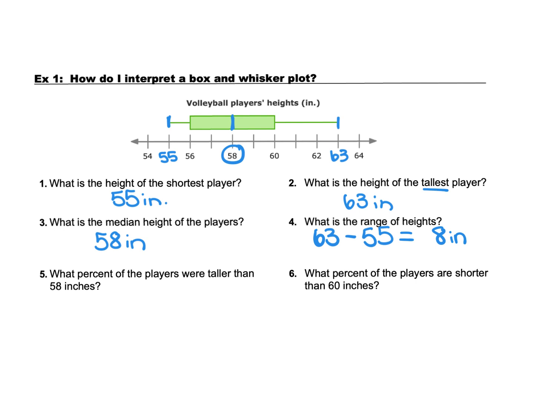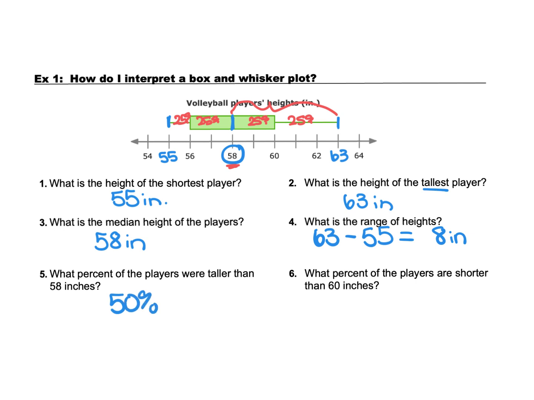Now it wants to know what percentage of the players are taller than 58 inches. So for our 58 inches, remember that each of these sections is worth 25% of the data. If we're looking at which percent of the players are taller than 58 inches, here's our 58 inches, which is our median. So taller than 58 inches is going to be 50%.